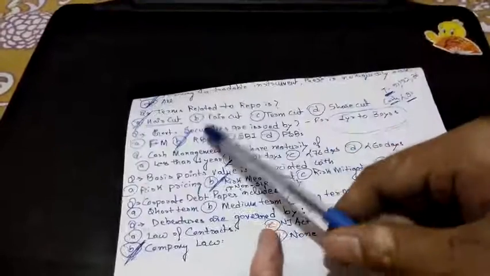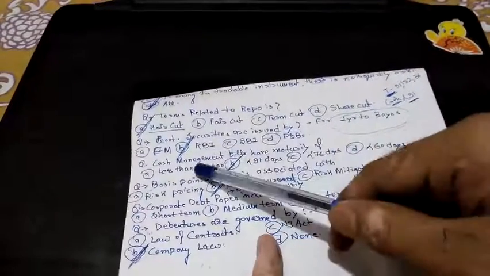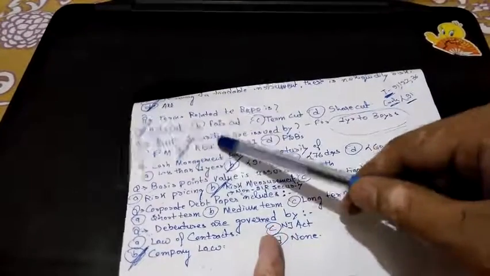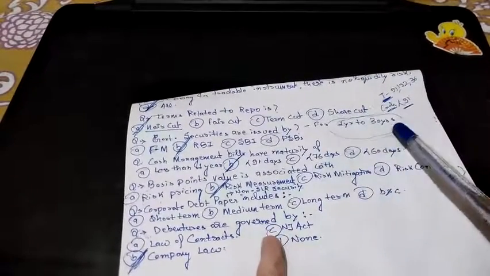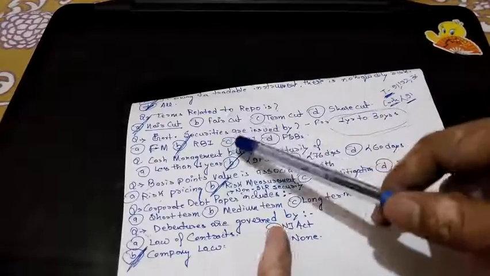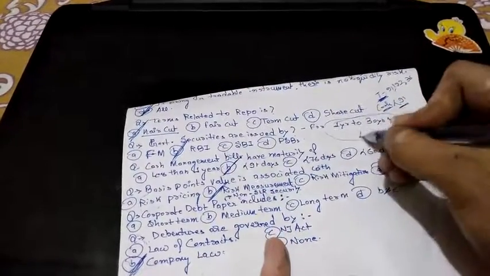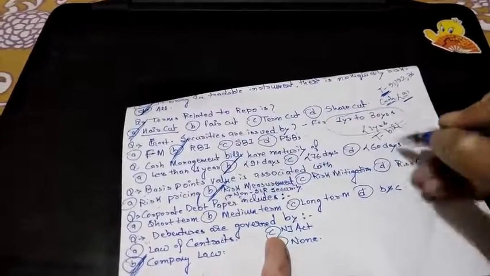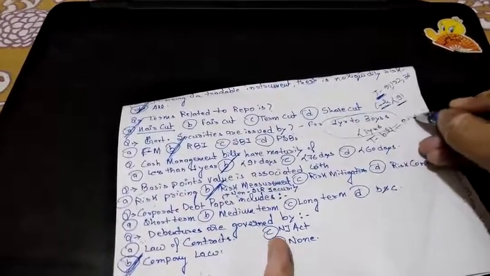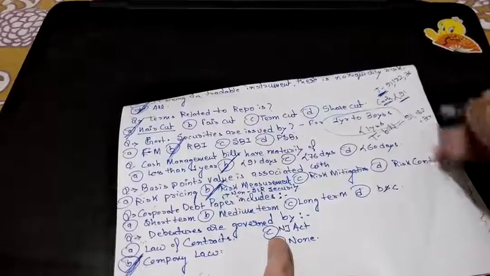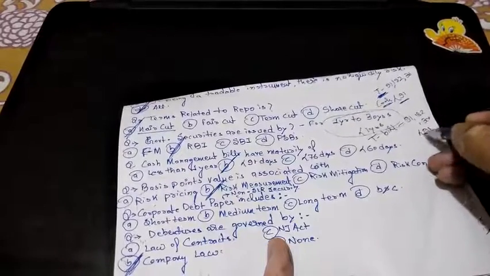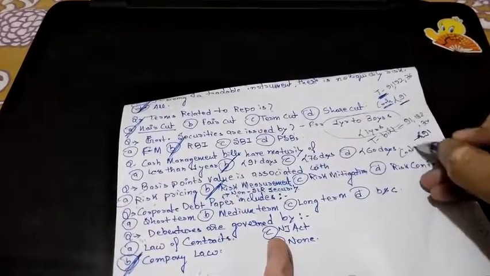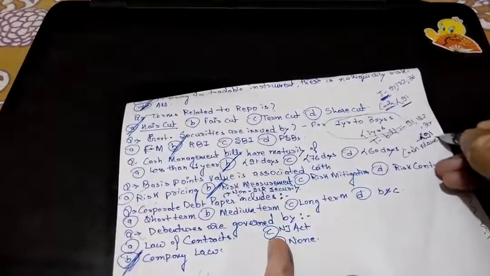Next question, government securities are issued by RBI. RBI issues the government securities, and the government securities vary from 1 year to 30 years. If the government wants to issue an instrument for less than 1 year, what will they issue? We have discussed, that is treasury bills: 91 days, 182 days, 364 days. And if the government wants to issue for less than 91 days, they will issue cash management bills. You need to remember all these things. These are very important things.